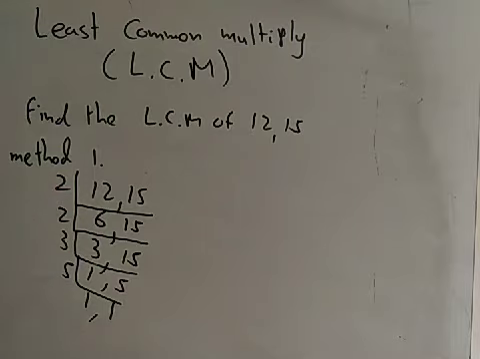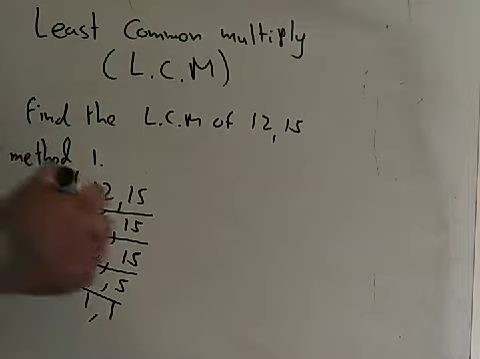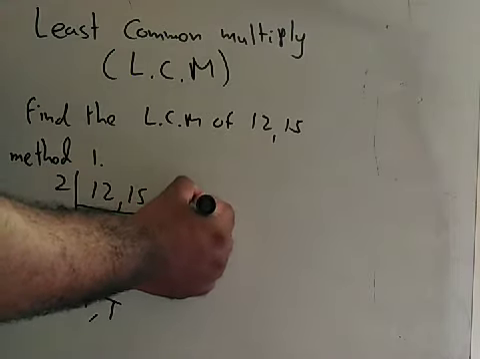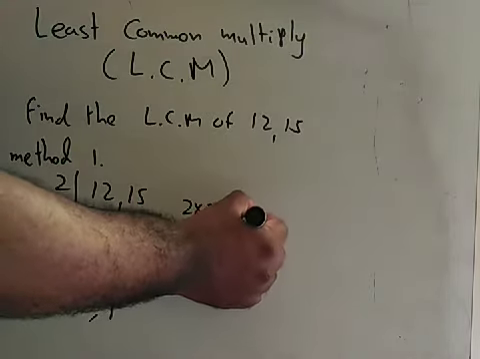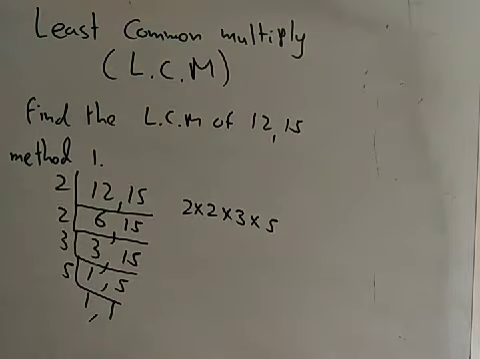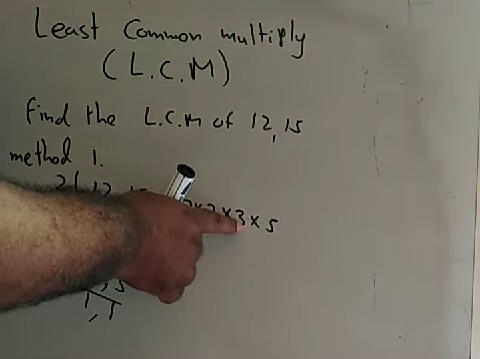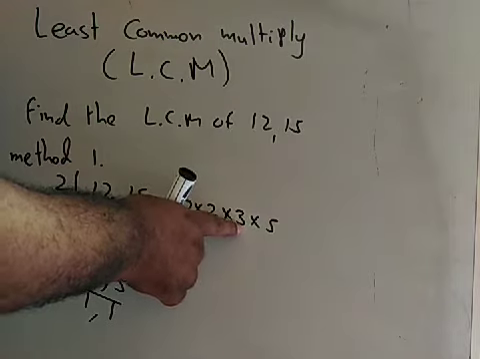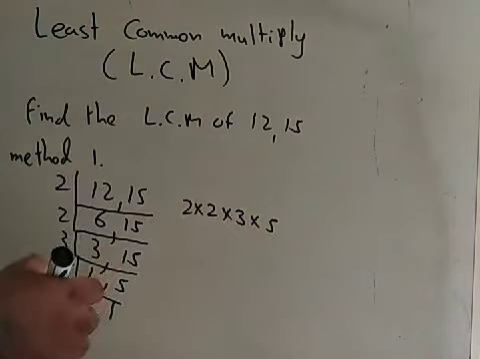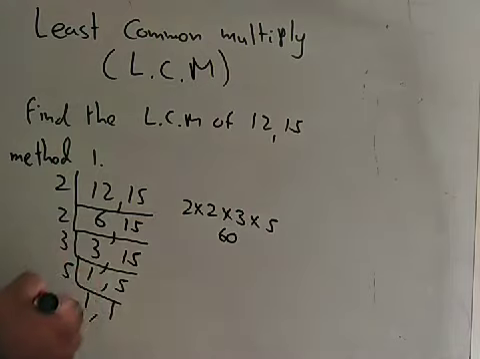Then the LCM of 12 and 15 is 2 into 2 into 3 into 5. Multiply these prime numbers. 2 into 2 is 4. 4 into 3 is 12. 12 into 5 is 60. The answer is 60.